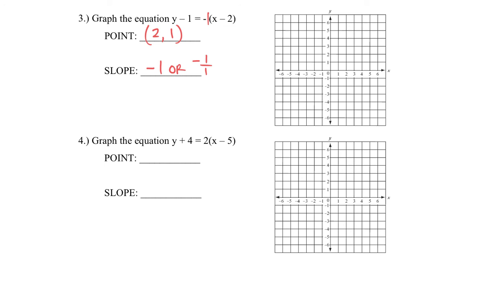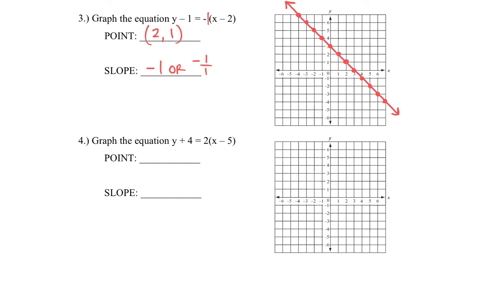So I'm going to plot that point, 2, 1. That's always the first point, is the given point. Then I'm going to use my slope to plot a whole bunch more points. So again, it's a negative slope, so I know my line needs to be falling. I can either go down 1, right 1, or up 1, left 1. But I need to make sure that one of those directions is negative. Make a nice long straight line, arrows on the end, and you're good to go.